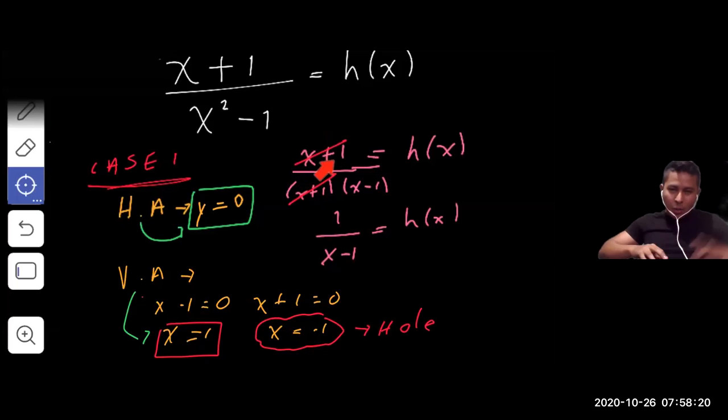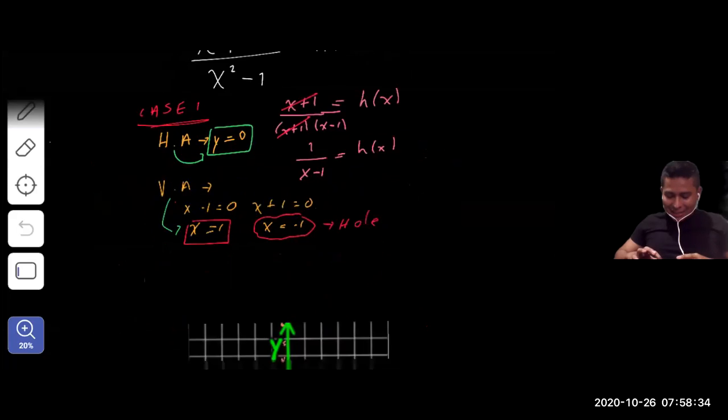In this procedure, it was canceled, but we have to take it into account. Okay, just that, guys. When you cancel one expression, you're going to include it, but as a hole, not as a vertical asymptote, just that. Okay. Having said that, guys, it's time to go to the graph.